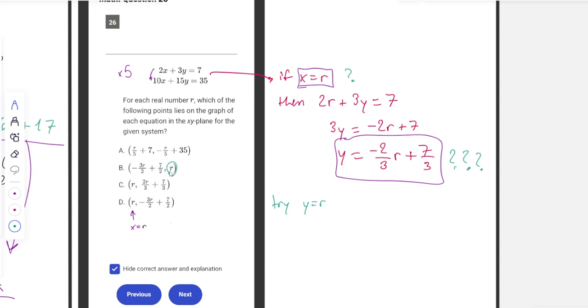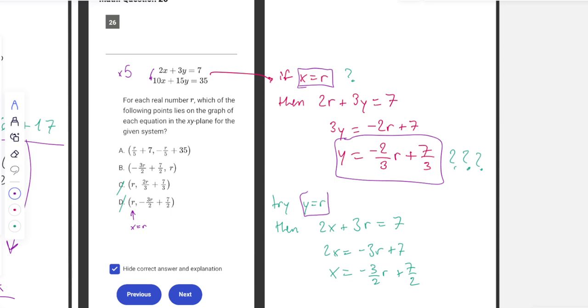That looks like it would be answer choice B. And I'm just kind of ruling them out in terms of complexity, so I really want to try A last. But if I try y equals r, then we get 2x plus 3r equals 7. We would get 2x is equal to negative 3r plus 7, or that x is equal to negative 3 over 2r plus 7 over 2.